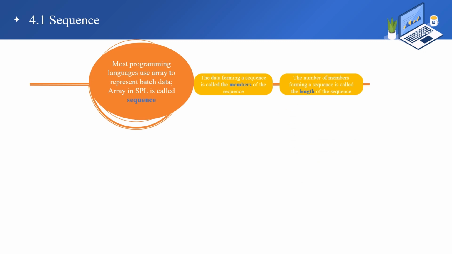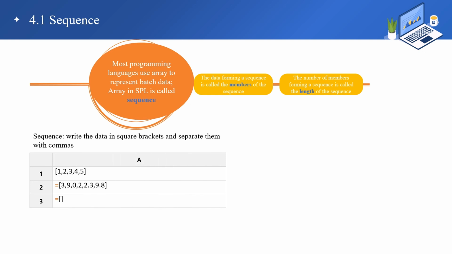In SPL, write the data in turn in square brackets and separate them with commas to get the sequence constants, such as the code in the table. A1 and A2 are sequences, where A1 is a constant cell and A2 is a calculation cell. A3 is also a calculation cell, and its result is an empty sequence, that is, a sequence without members. The length of an empty sequence is 0. However, an empty sequence is not a null value.